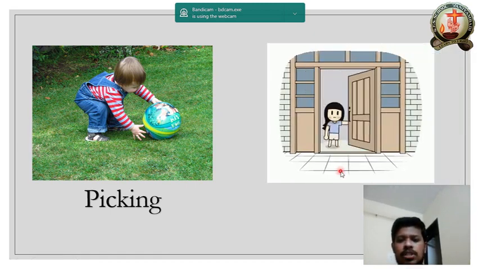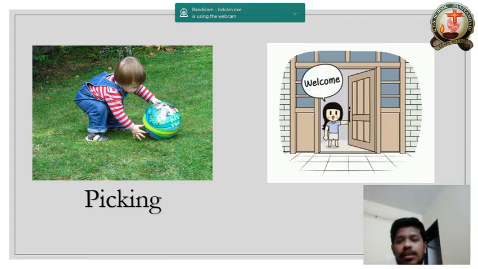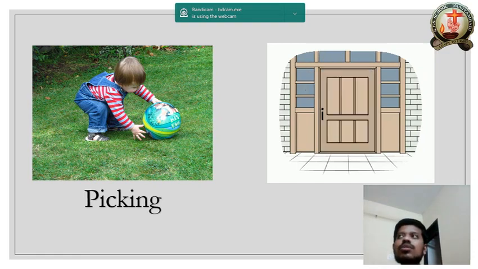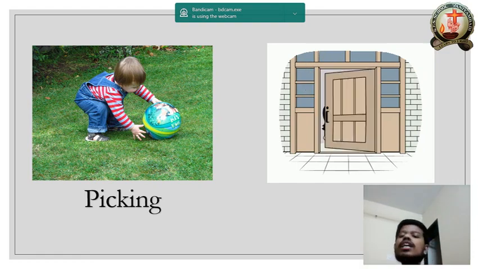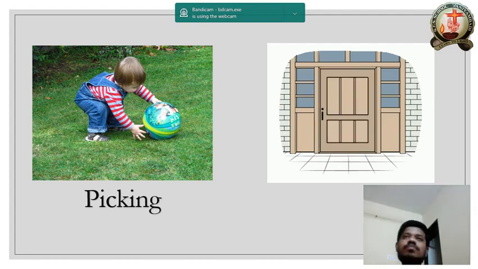Another picture I will show you. What do you see in this picture? In the animation itself, you can determine that the girl is trying to open the door, right? She is opening the door and welcoming you. Now, what action can you represent by seeing this picture? I hope you can easily identify. It is either the action of push or pull. Can you determine? Yes, it is the action of pulling. She is pulling the door towards her.